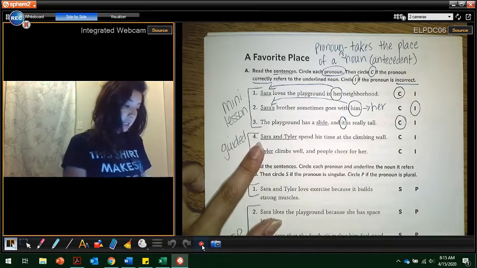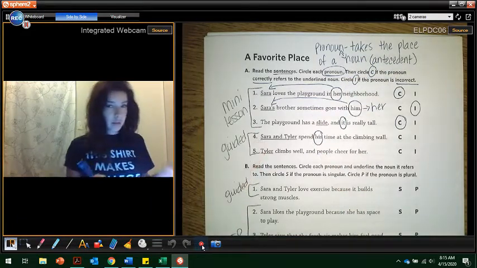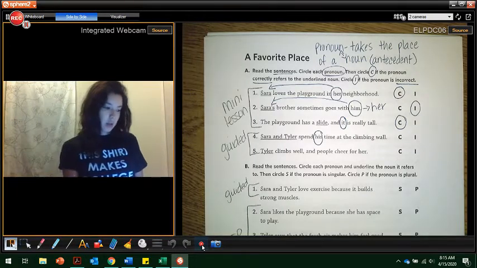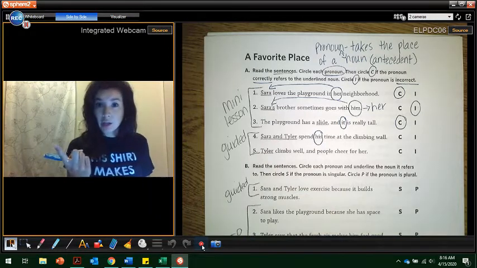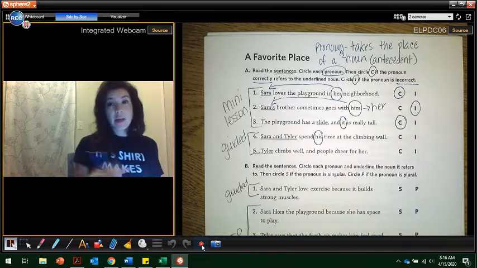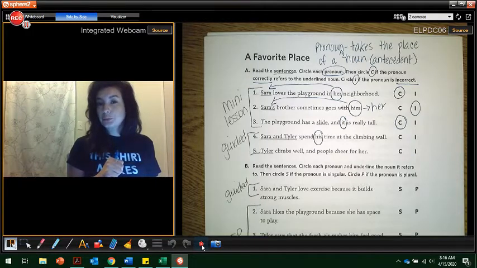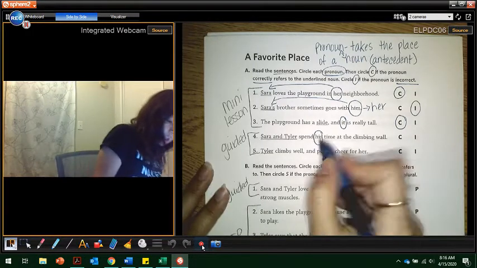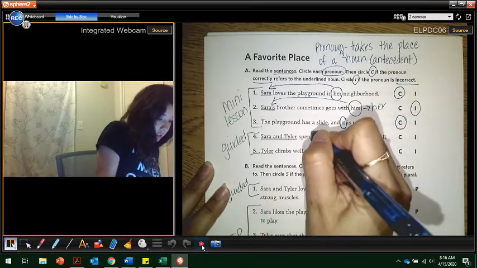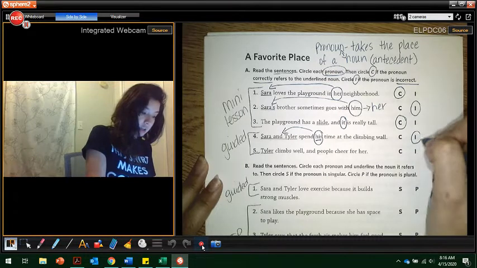Sarah and Tyler spend his time at the climbing wall. Now, my pronoun is his, but I'm confused because his is only one boy. But my underlined nouns are Sarah and Tyler. So Sarah and Tyler, would that be singular, one, or plural, more than one? More than one. If his is only singular and it's only talking about a boy, maybe Tyler, it's not enough to replace these two nouns, so it's incorrect.